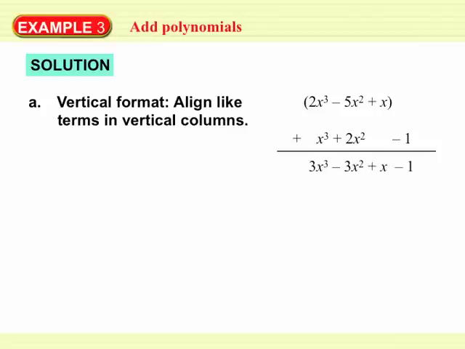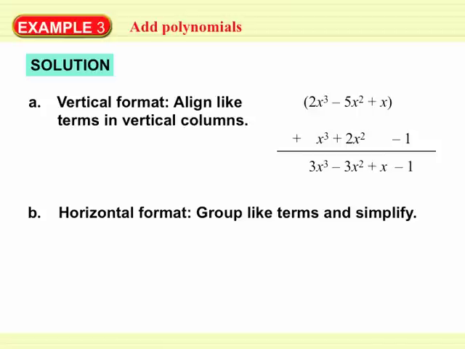In the first column, I have 2x cubes and another x cubed. That's a total of 3x cubes. In the second column, I have -5x squareds and added positive 2x squareds to it. That results in a total of -3x squareds. In the third column, I had simply a plain old x, and I didn't add or subtract any x's to it, so I still have a plain old x. And in the last column, I have a constant of -1.